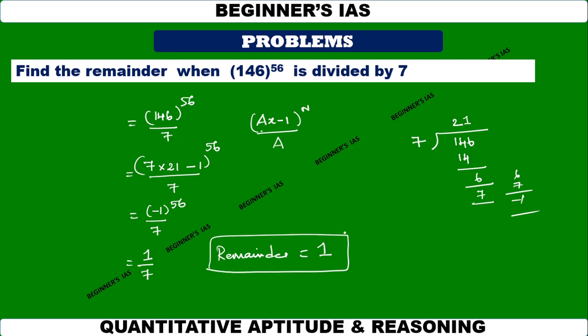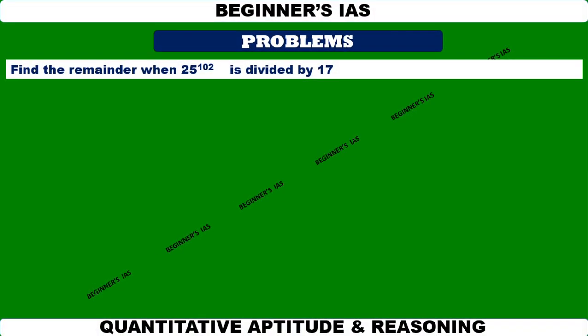Now let us move on with the next problem. So now let's understand this problem also. Find the remainder when 25 the whole power 102 is divided by 17. Let us solve it. 25 the whole power 102 divisible by 17. Now divide by 17, 1 times 17 is 17. But it does not leave you a remainder of 1.